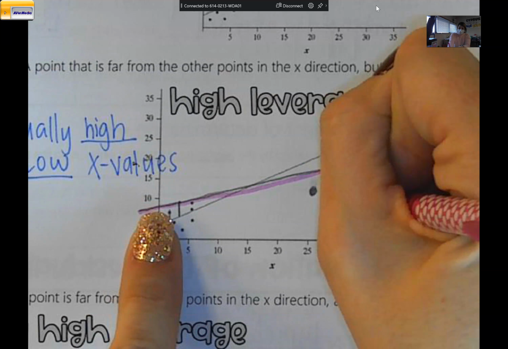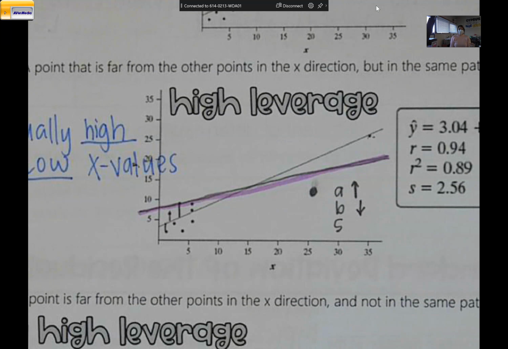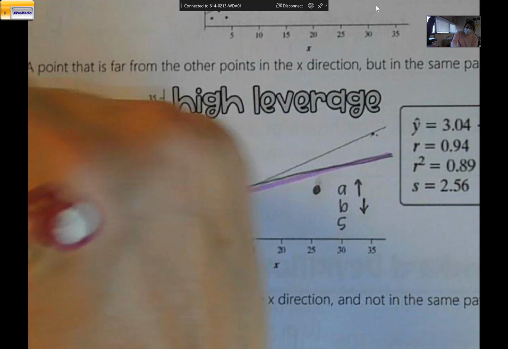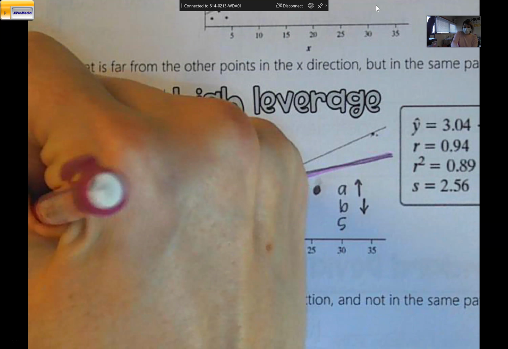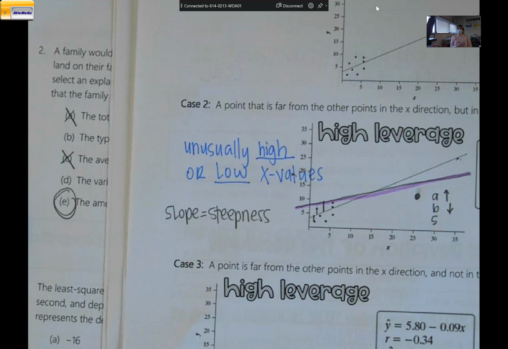And when you think about your slope increasing or decreasing, I want you to think about the steepness of your line. If the steepness increases, that means the slope increases. And if the steepness decreases, that means slope also decreases. So think about slope as the steepness. Do not think about it as the actual mathematical value. Slope, think about an increase or decrease in terms of steepness.